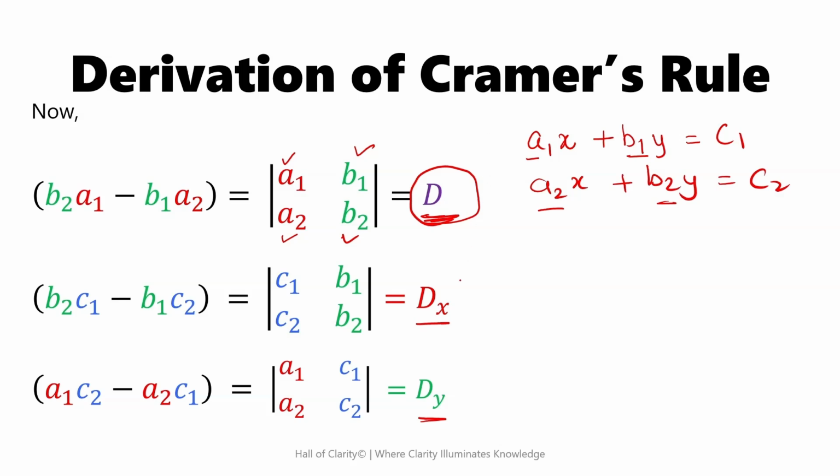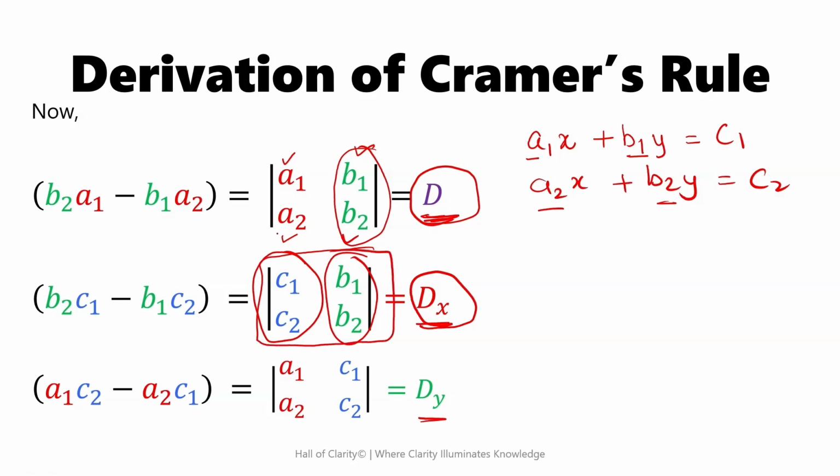Now let us understand what is the logic behind determinant dx. For that we will go to the determinant d. Here you can see that a1 and a2 are coefficients of x. In order to find this determinant dx, we have replaced the coefficients of x in determinant d with the constant values c1, c2 over here, and we have written b1 and b2 as they are in the second column. So these together will form our determinant dx. I hope you have got the logic behind writing this determinant dx.